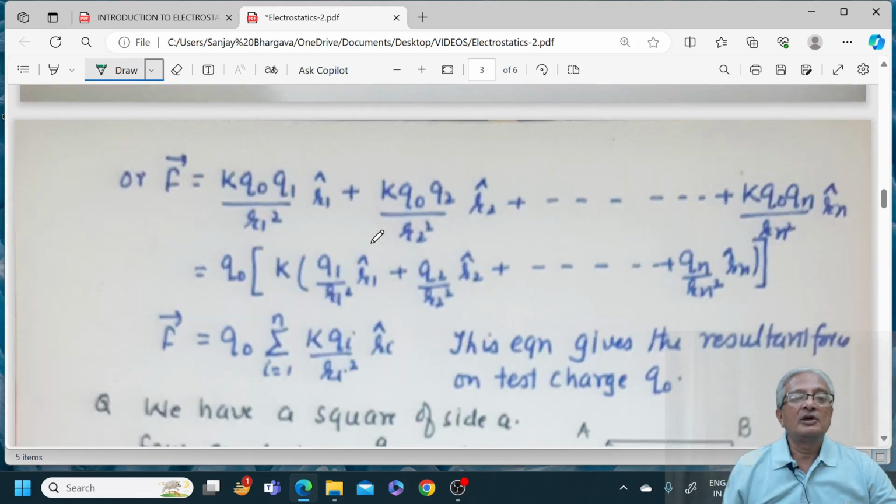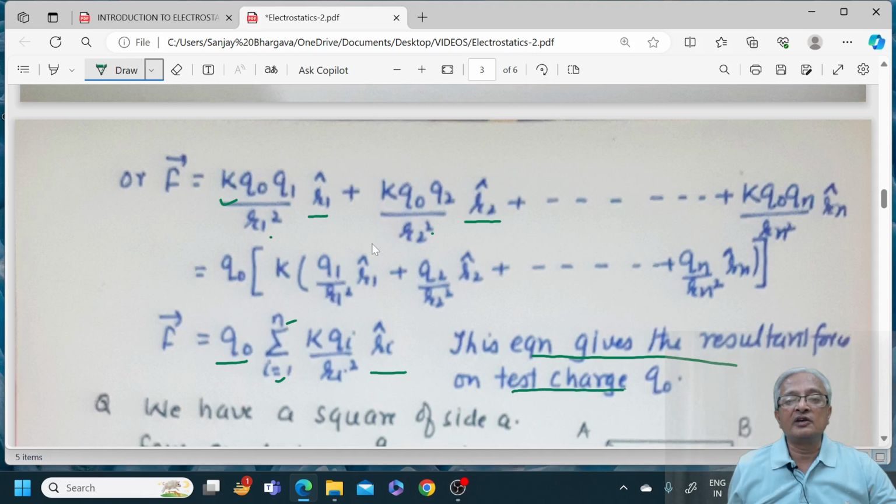Substituting the values of the forces, we write K Q0 Q1 upon R1 square, the direction being given by R1 cap, K Q0 Q2 upon R2 square, the direction being given by R2 cap, K Q0 Qn upon Rn square, Rn cap. On simplification, it gives me the force must be equal to Q0 summation i equals 1 to n K Qi upon Ri square, Ri cap. This equation helps me to calculate the resultant force on the test charge Q0.